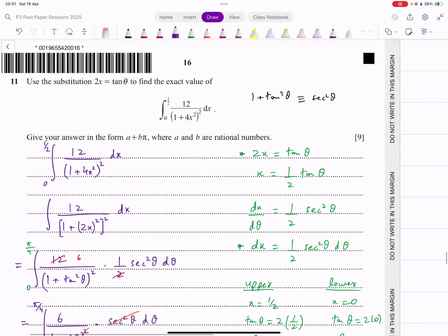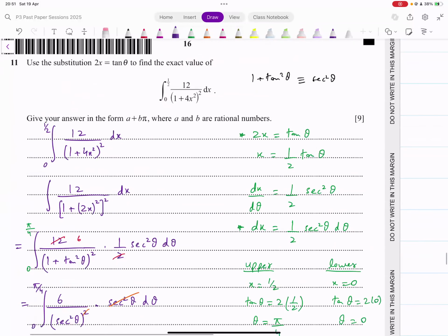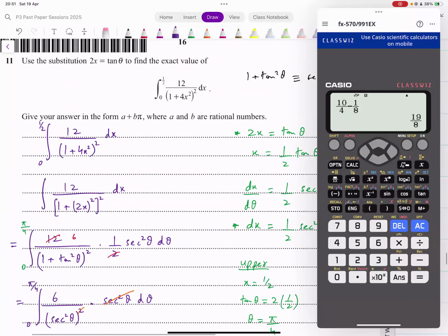And now you can confirm this. This was a big integral, right? 9 marks. You can just put this on your calculator to see if that's correct. Use the integration function, making sure your calculator is in gradient mode, although in this case it doesn't matter because we're just using x here. Integration of 12 divided by 1 plus 4x squared, and then you do the whole square of that.